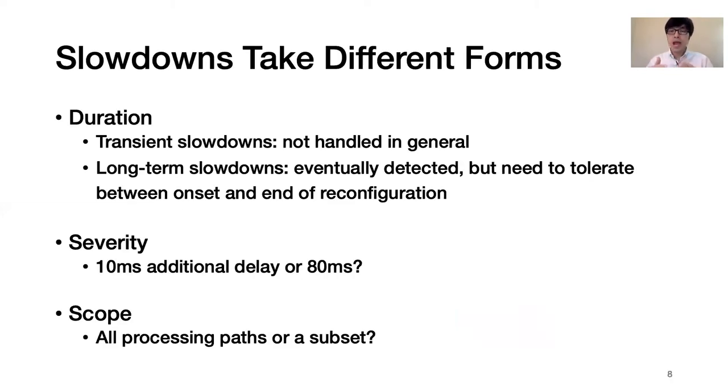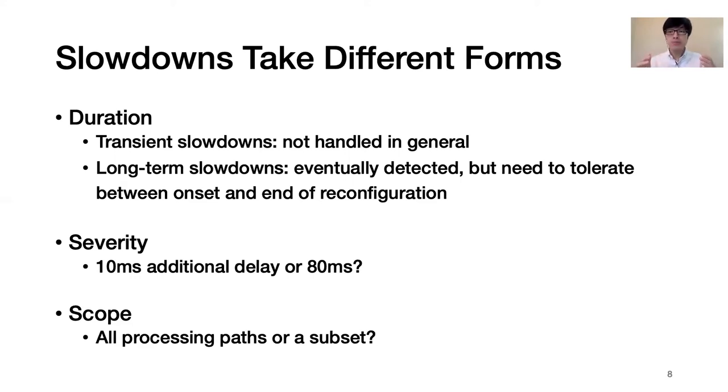The slowdowns our RSM should tolerate can take different forms. They may be transient, lasting seconds to minutes, or long-term, lasting hours to days. What we focus on in this work is how to tolerate transient slowdowns in general, and how to tolerate long-term slowdowns in the time between their onset, their eventual detection, and the end of reconfiguration.